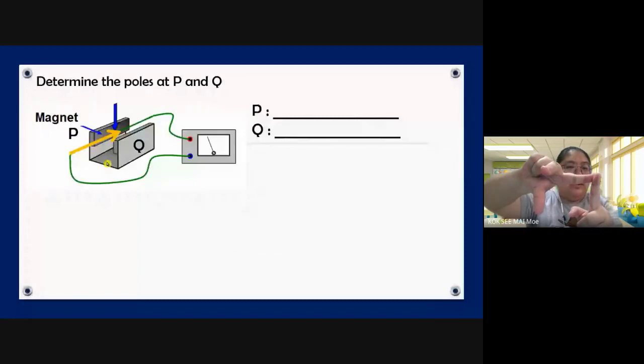Now the question they ask you: what is P? P is where? P is this part. This is south. Q is what? Q is north. Okay, I go to answer: P is south, Q is north.